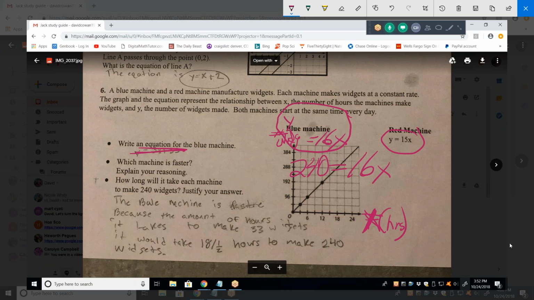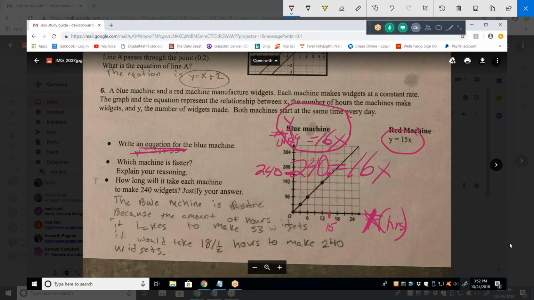240 divided by 16 equals 15. In other words, if I go to 15 hours, which is right here, I am going to produce that amount of widgets, which is 240 right there.